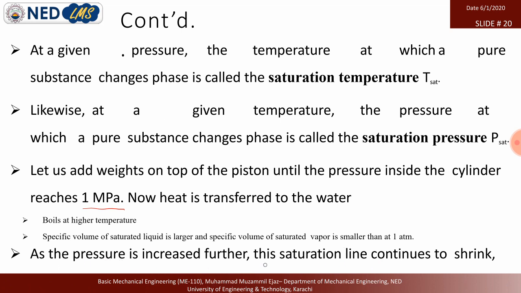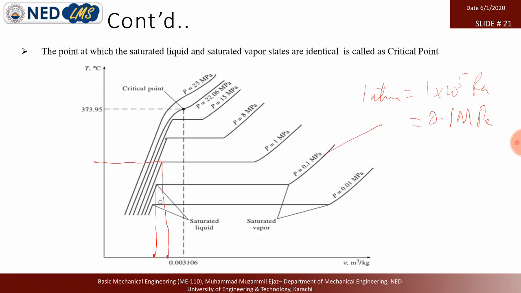As the pressure increases further, the saturation line continues to shrink. So you can notice that by increasing the pressure, the phase change process keeps shrinking until it reaches this point. This is called the critical point, and after that point we call it the supercritical region.